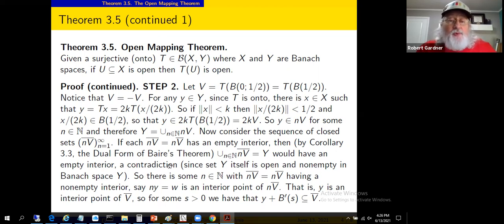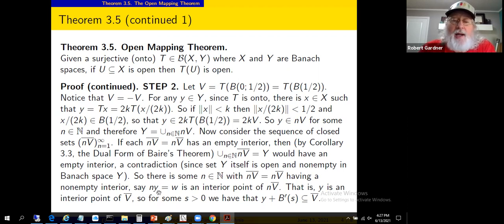So that doesn't work. We can't have all of these nV closures with empty interiors. So there's one of them that doesn't have an empty interior. So there's some natural number n such that n times the closure of V has a non-empty interior. So pick yourself something in the interior, call it W very briefly.